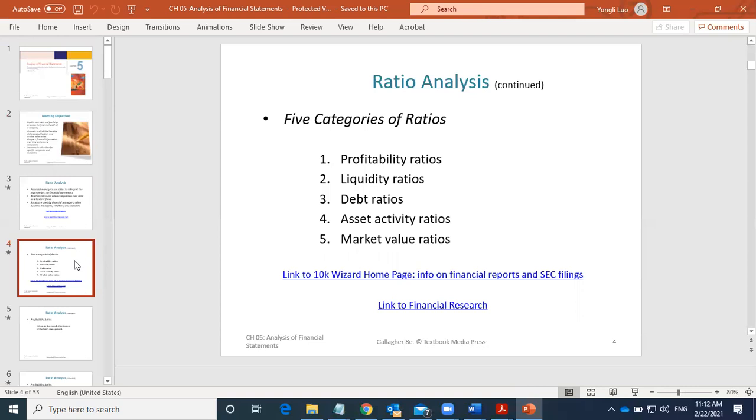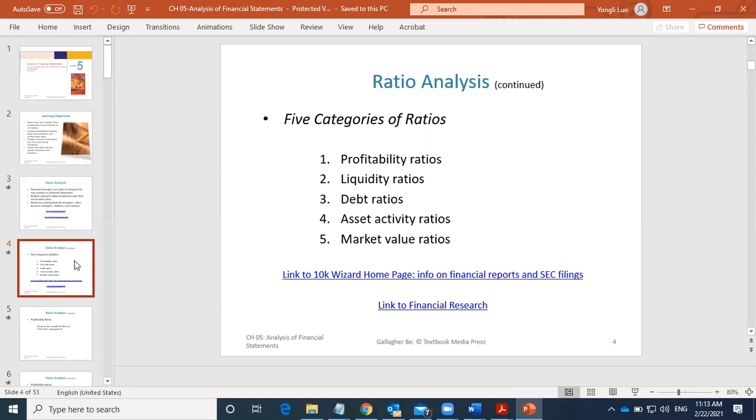The second category is called liquidity. Liquidity measures the short-term debt and short-term liability. The third category is the debt ratio, which is about coverage, for example your interest coverage and your fixed asset coverage.